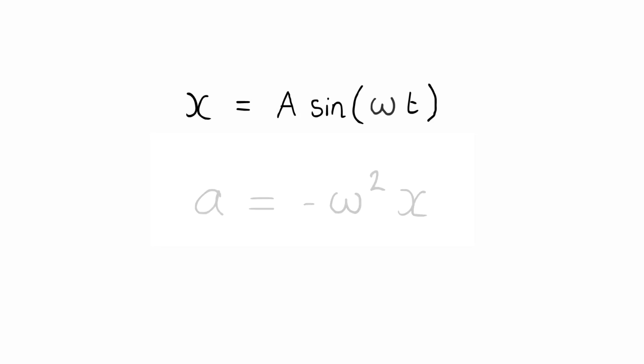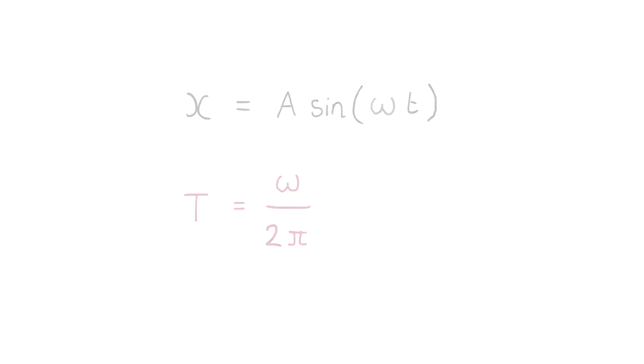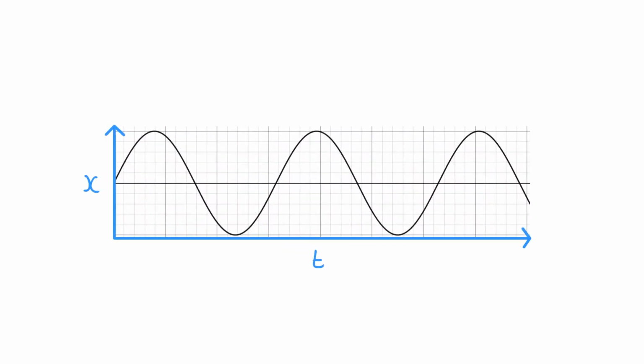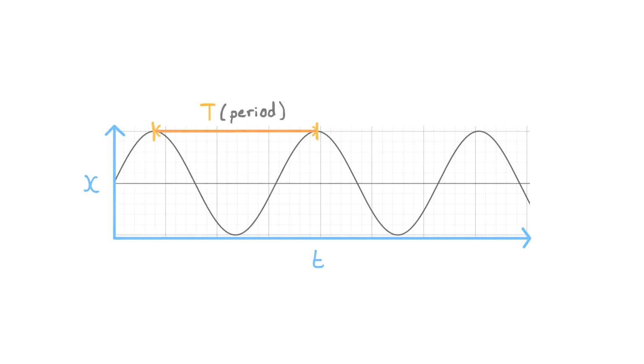We can easily calculate the period, which is the time it takes to complete one full oscillation, by dividing the angle of one oscillation, which is 2 pi radians or 360 degrees, by omega. If you graph the sine wave, the period is just the horizontal distance between any two corresponding points on the graph, such as the peaks.